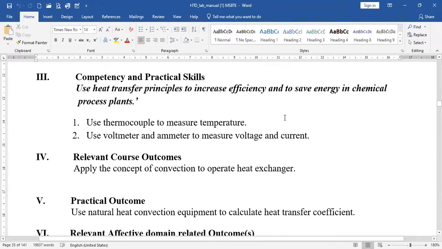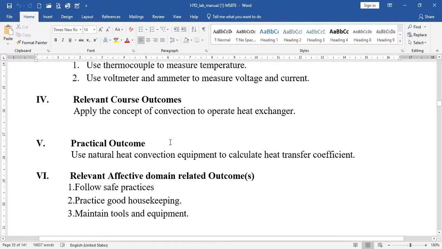Then we have to measure the temperatures for the calculation purpose, for the result and conclusion purpose. Then we can use thermocouples, RTD, etc., different temperature measuring devices to record the temperature. And we have to use the voltmeter and ammeter to measure the voltage and current, because we are supplying the heat in terms of electricity, and this electricity can be measured in terms of voltage and current.